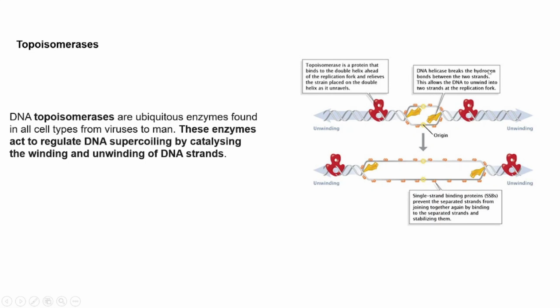The DNA helix breaks the hydrogen bonds between the two strands, and this allows the DNA to unwind into two strands. And then there are also single strand binding proteins which prevent the separated strands from joining together again by binding. The single stranded binding proteins basically stabilize the process. They bind to the single strand portion of the replication fork, and they prevent.